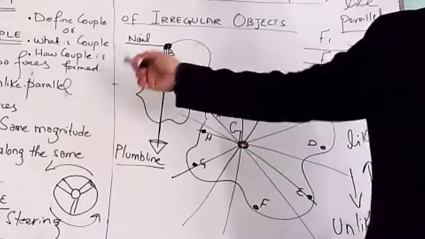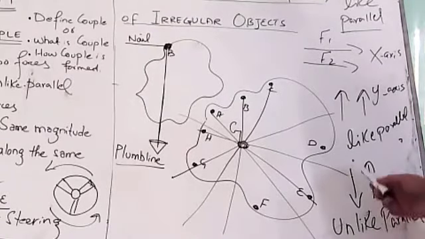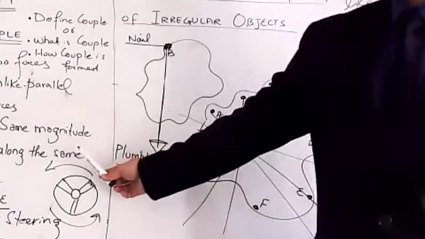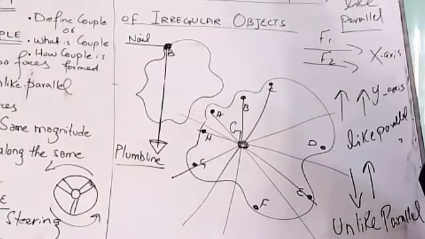So this is the condition for a couple as well: two forces, unlike parallel, of the same magnitude, are acting on an object, but they are not along the same line, so they will form a couple. Clear?